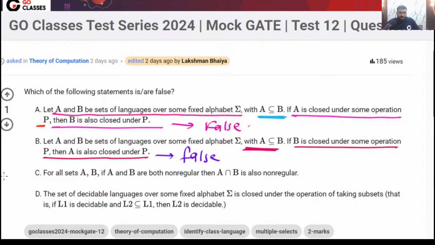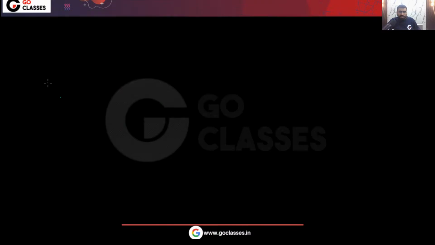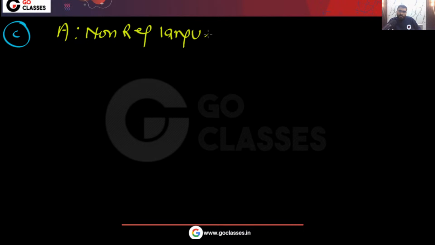What about the next statement? For all sets A, B, if A and B are non-regular, remember they are languages, not sets of languages, can I say their intersection will be non-regular? Option C. A is a non-regular language, B is also a non-regular language. Can you guarantee their intersection will be non-regular?